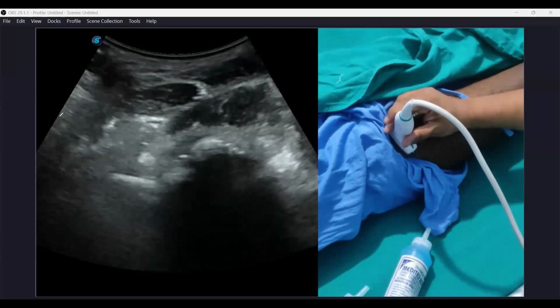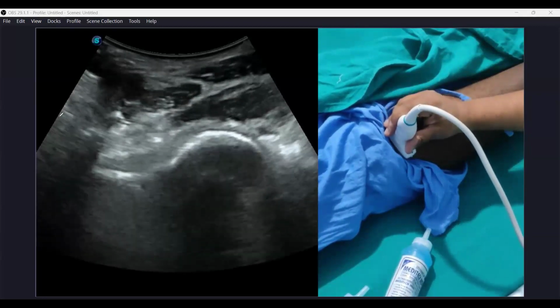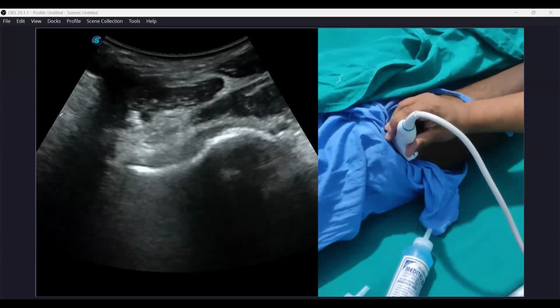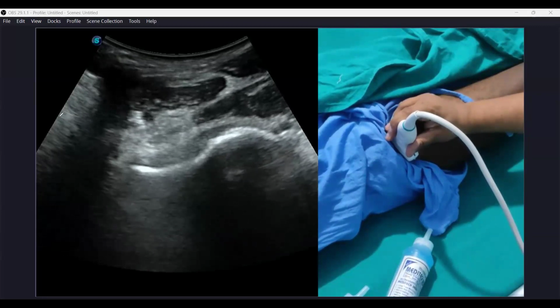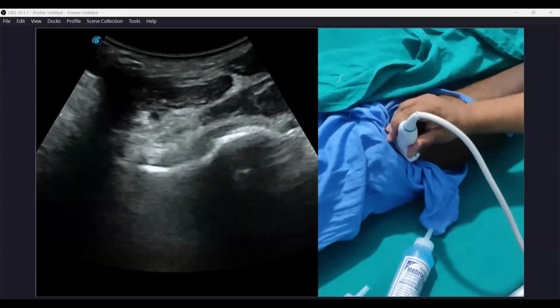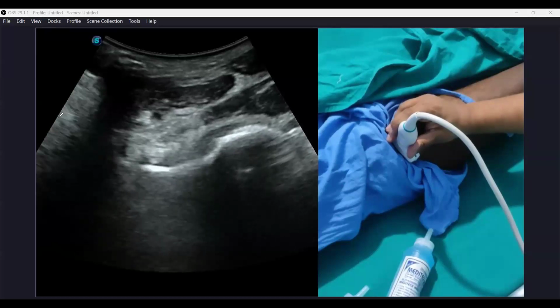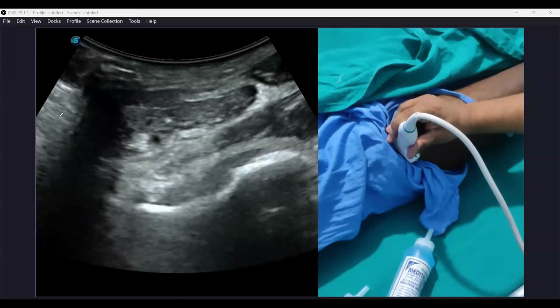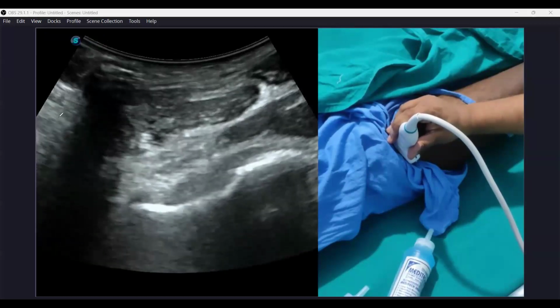So as I am coming to this portion, here you can see the junction of the head and the neck. And remember, this picture is very, very important because whenever you find an effusion, you will be finding it at this point.